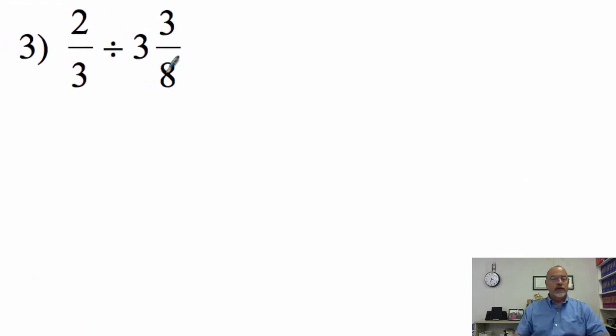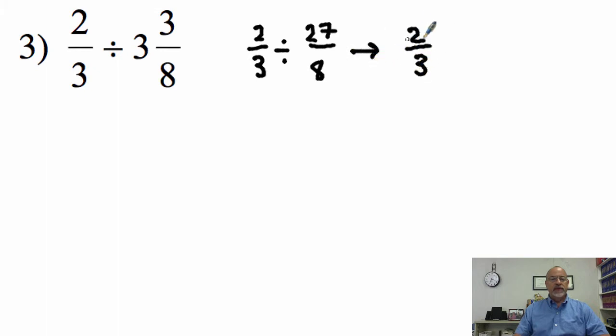So looking at number 3, we have a mixed number, so we want to turn that into its improper fraction. So this is going to be 2/3 divided by 3 times 8 is 24, plus 3 is 27 over 8. Now I cannot pre-reduce, so I'm going to interpret this division sign. So 2/3 divided by means 2/3 times the reciprocal of this, so that's going to be 8 over 27.